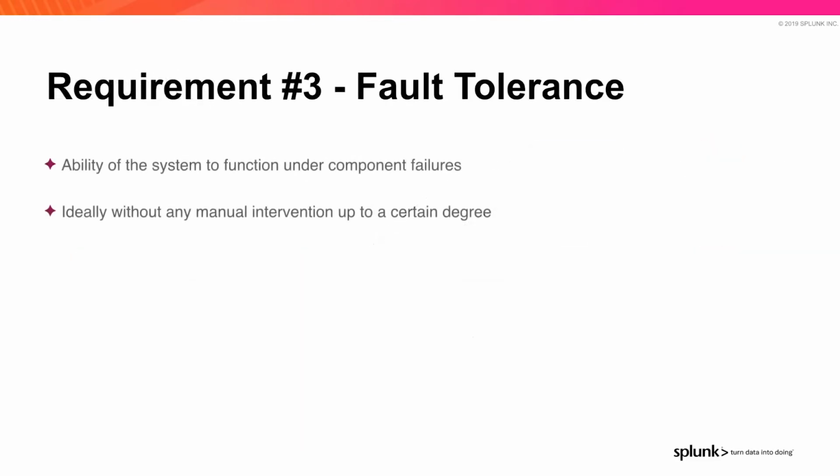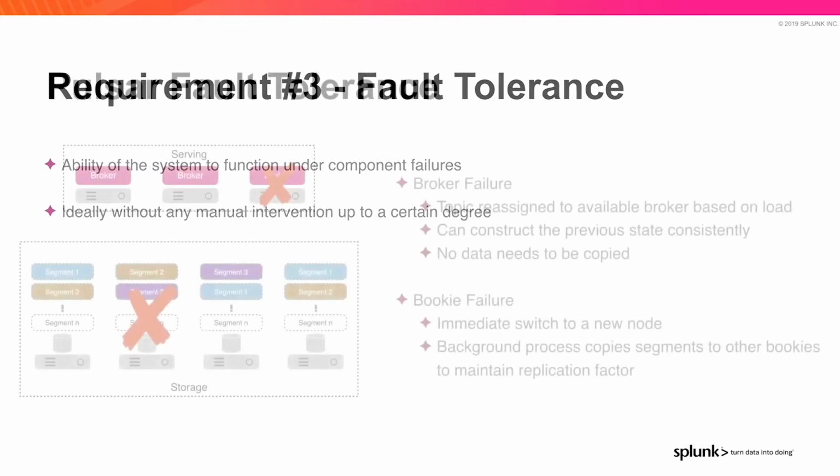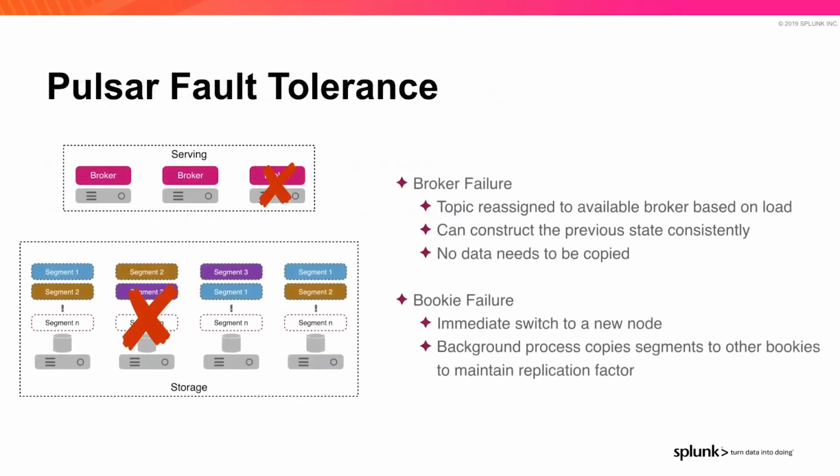The third one is the ability of the system to handle fault tolerance under different component failures. Ideally, it should be without any manual intervention to a certain degree. So Pulsar can tolerate broker failures as well as bookie failures.